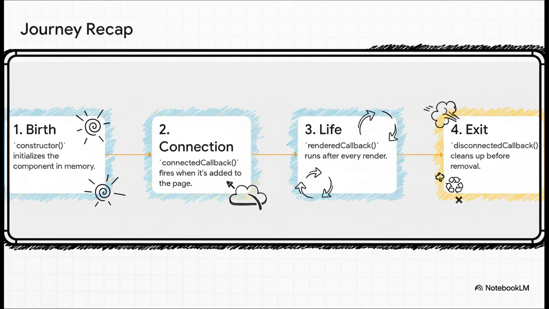Its birth happens in the constructor. It gets connected to the world in connectedCallback. Its life on the page with all the re-renders is handled by renderedCallback. And its graceful exit is managed by disconnectedCallback. It's a simple, predictable story every single time.